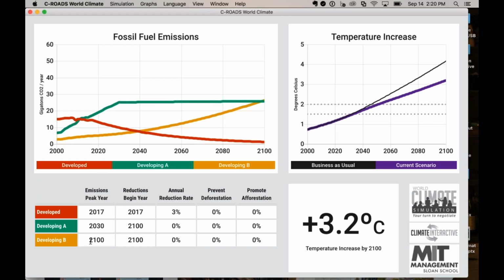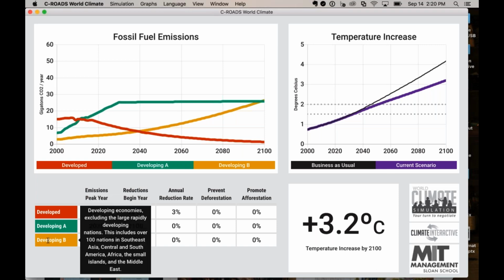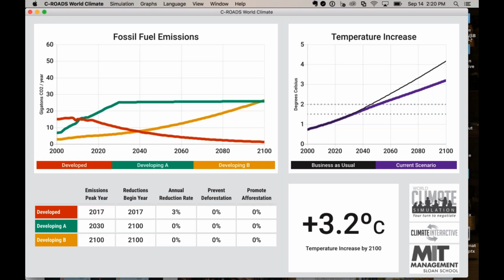Let's say for everyone else in the world, our developing B countries, this includes over 100 nations, Southeast Asia, Central and South America, Africa. What year should they peak their emissions?